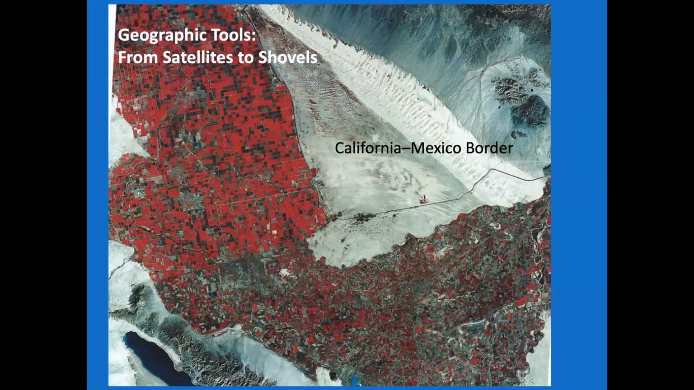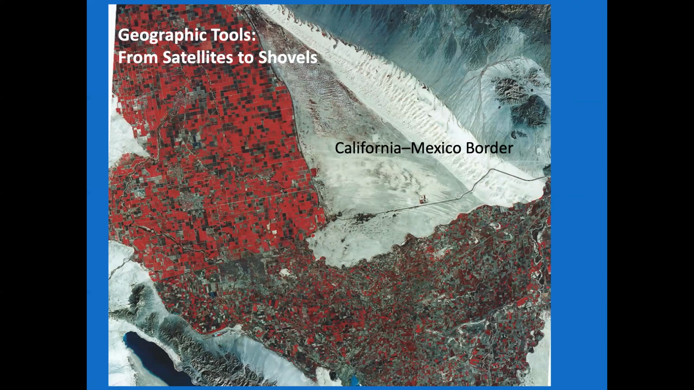Here's an area, for example, this is the growth of food. This is the California Mexico border. So this would be California here. This would be Mexico. This is the Imperial Valley. And this is the equivalent region in Mexico. So think about it for a minute.